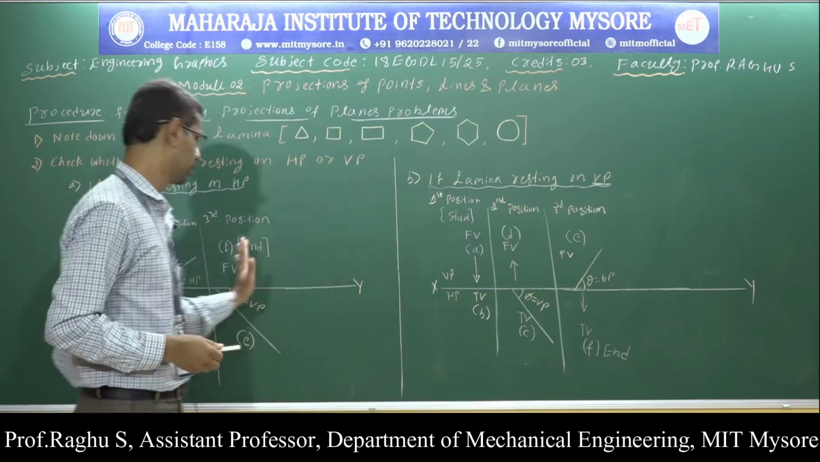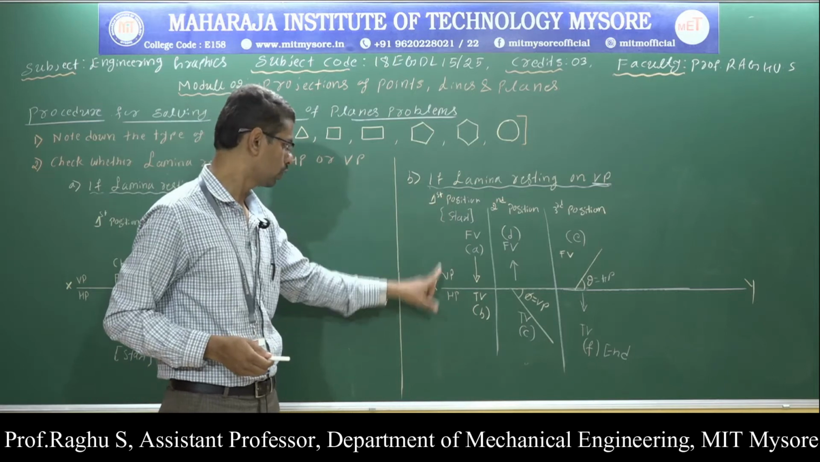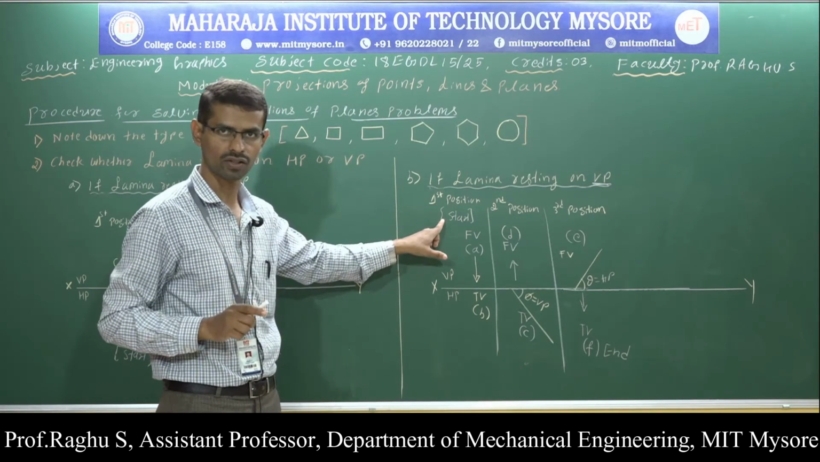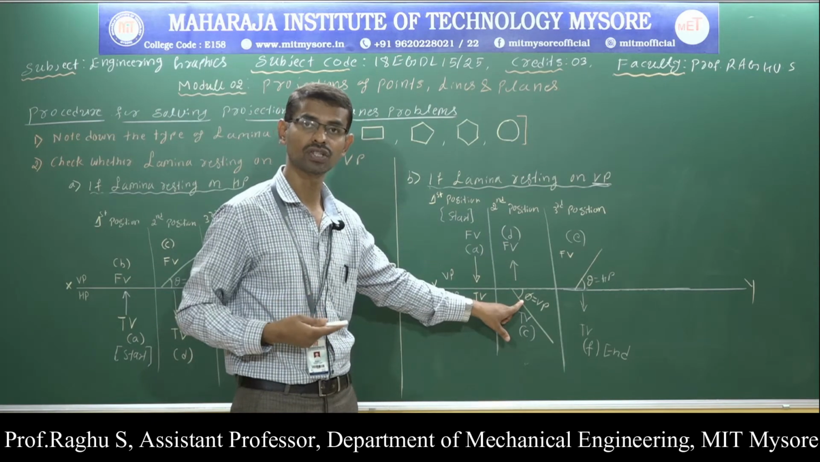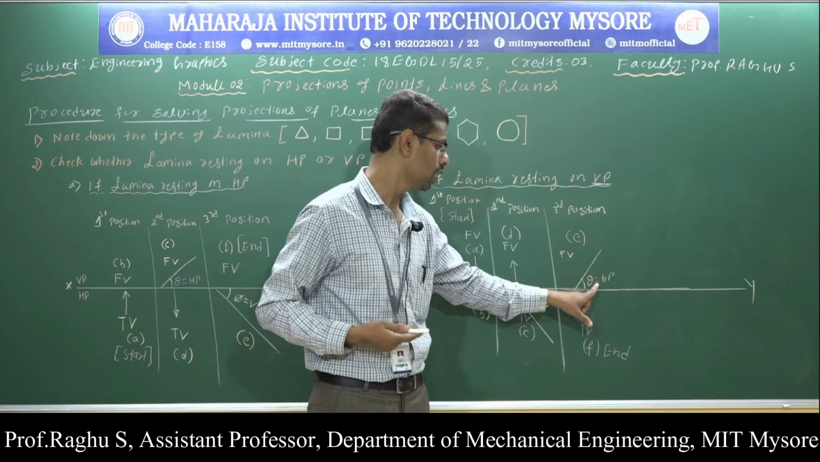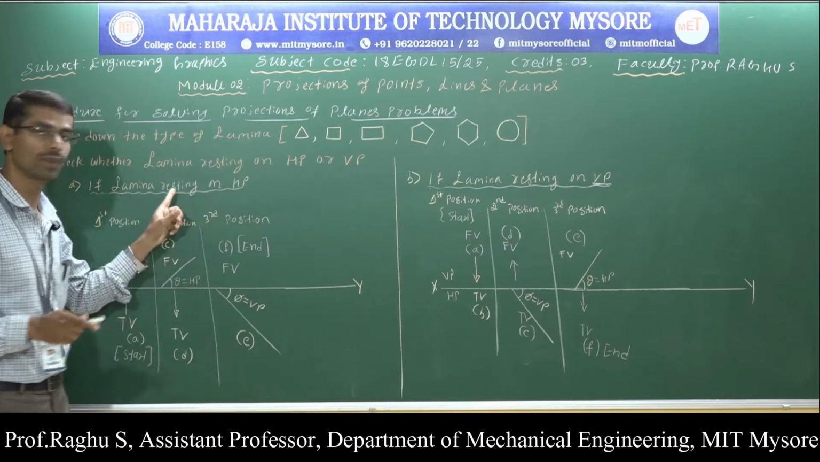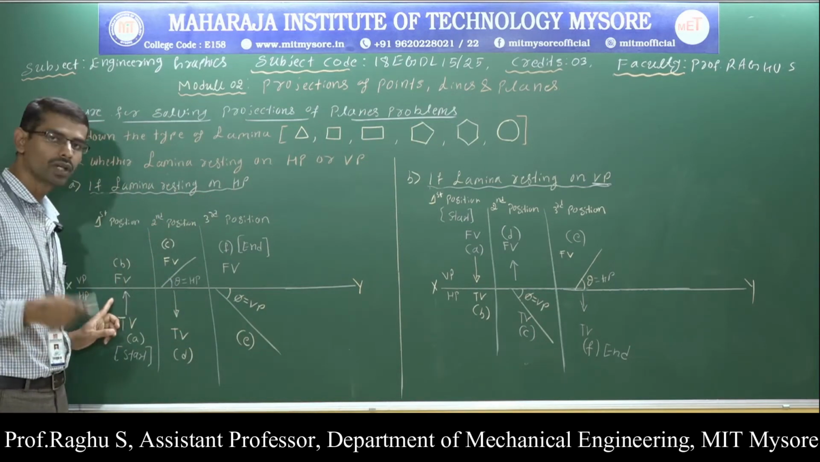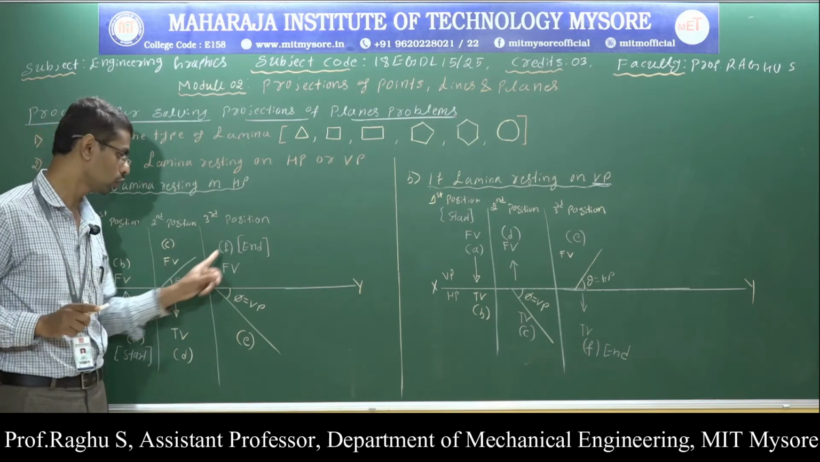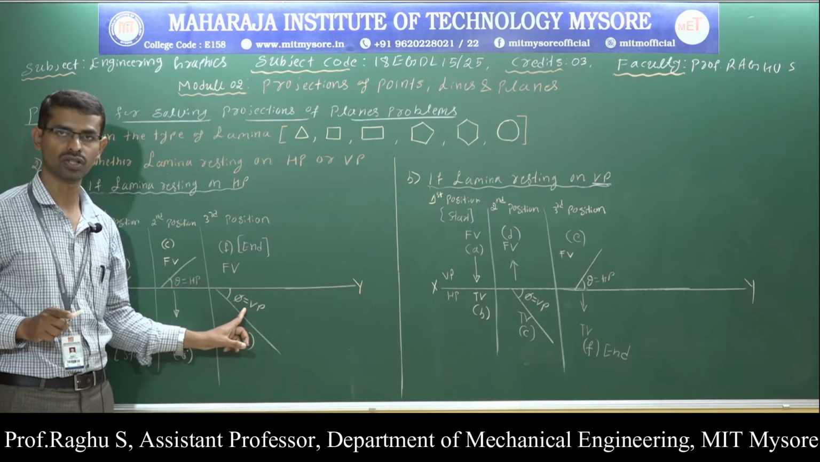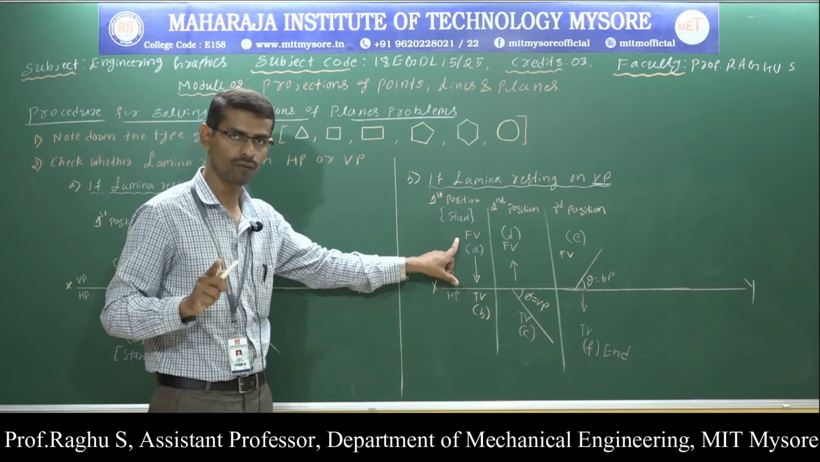So observe the difference. When the lamina is resting on VP, to draw the first position I need the edge or corner resting condition. To draw the second position, I need the VP inclination, the lamina inclination with respect to VP. To draw the third position, I need the HP inclination, the side or edge inclination with respect to HP. But when the lamina is resting on HP, first I need the edge or corner resting condition. To draw the second position, I need the HP inclination. To draw the third position, I need the VP inclination. Here start the first position with the top view. Here start the first position with the front view.